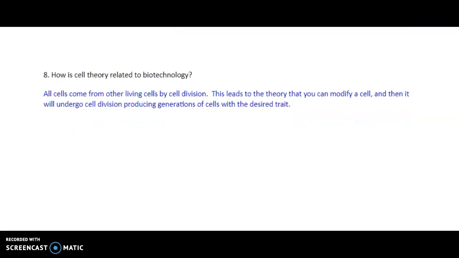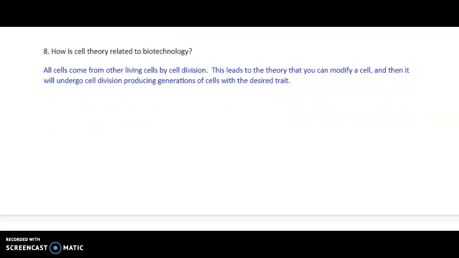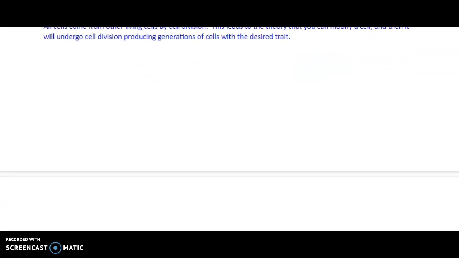Number 8, how is the cell theory related to biotechnology? One aspect of the cell theory says that all cells come from other living cells by cell division. Okay? So all cells come from other living cells by cell division. This leads to the theory that you can modify a single cell, and then it will undergo cell division, producing generations of cells that have that desired trait.